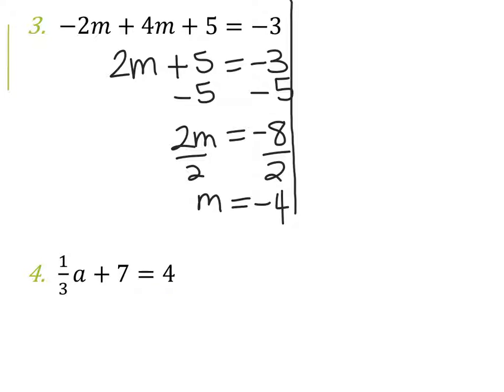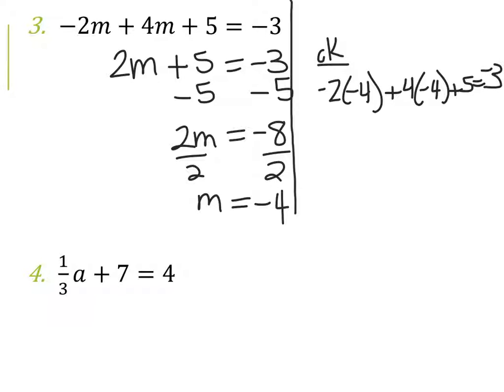I want to do a check with you. Be sure you're writing this with me, because it's a little different than our other checks, because now we have two spots that we need to put our m value in, and I want to make sure that you guys are able to understand how to do that. I plugged in that negative 4 in both of the m locations, so here and here, and then I'm just going to follow my order of operations.